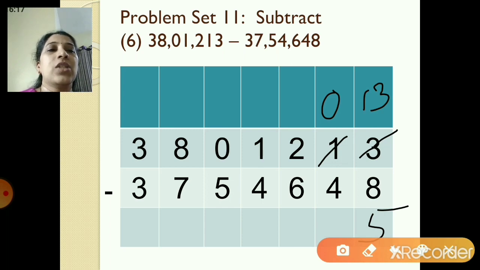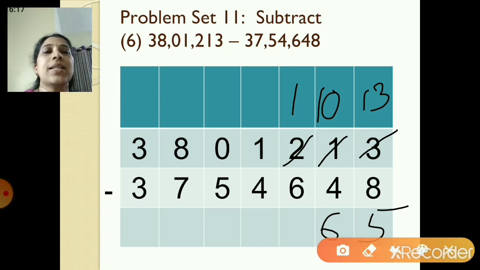Now 0 minus 4, you cannot subtract. So what are you going to do? You are going to borrow 1 from the hundreds place. So in the hundreds place it will become 1. And in the tens place it will become 10. So 10 minus 4, 6.